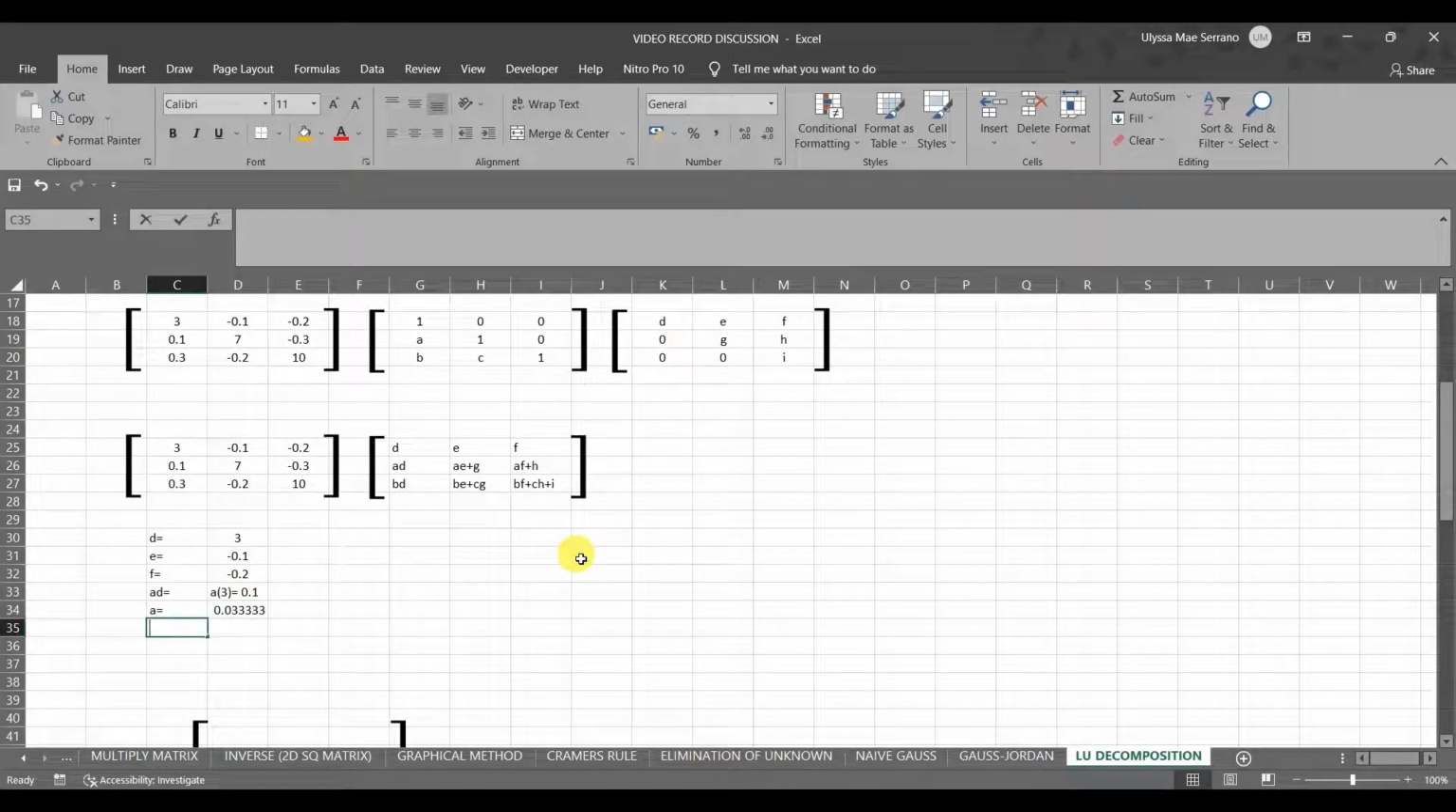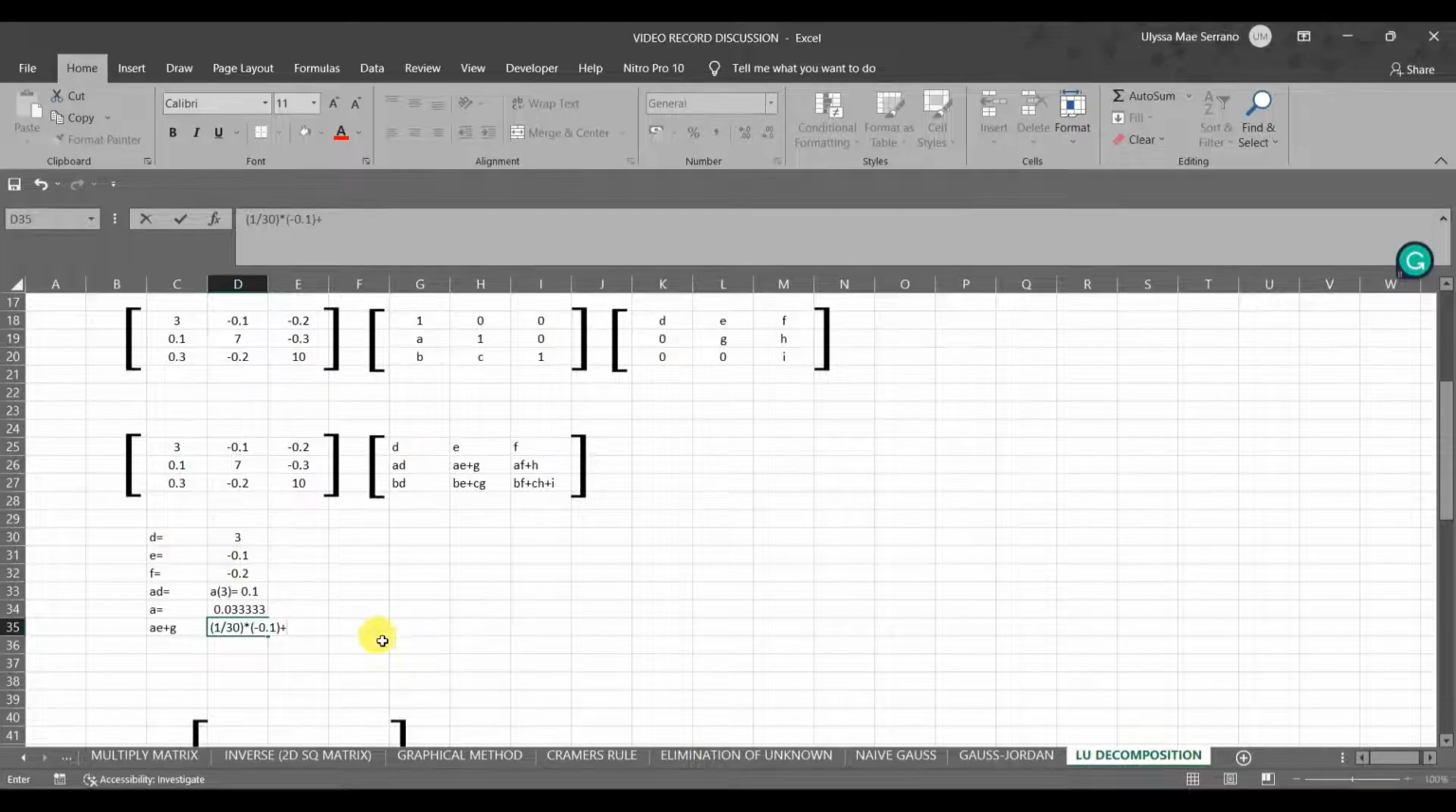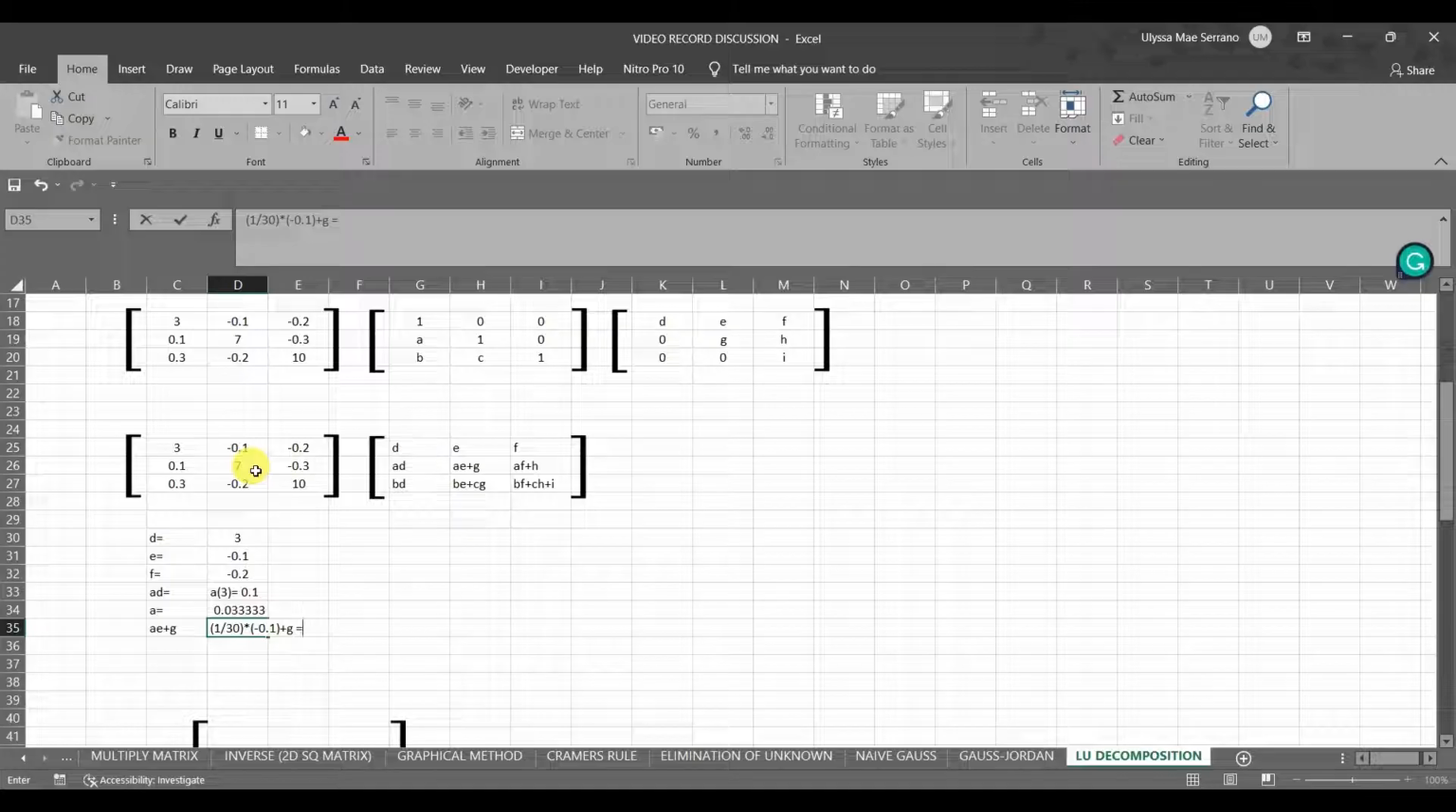And for our AE plus G, we have the value of A, 1 over 30. This is the representation in fractional form of 0.03333, multiplied by the value of E, which is negative 0.1, plus G. G is still unknown. AE plus G is equal to 7, and G will be equal to 7 minus 1 over 30, the value of A, multiplied by E.